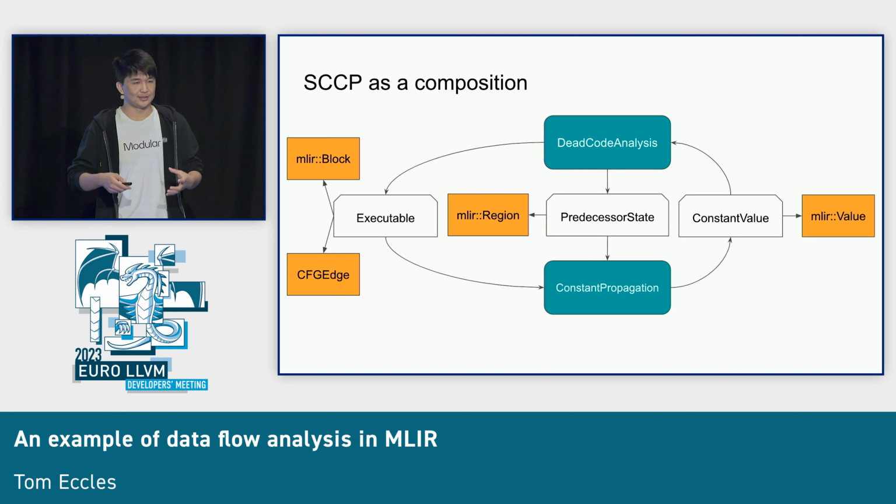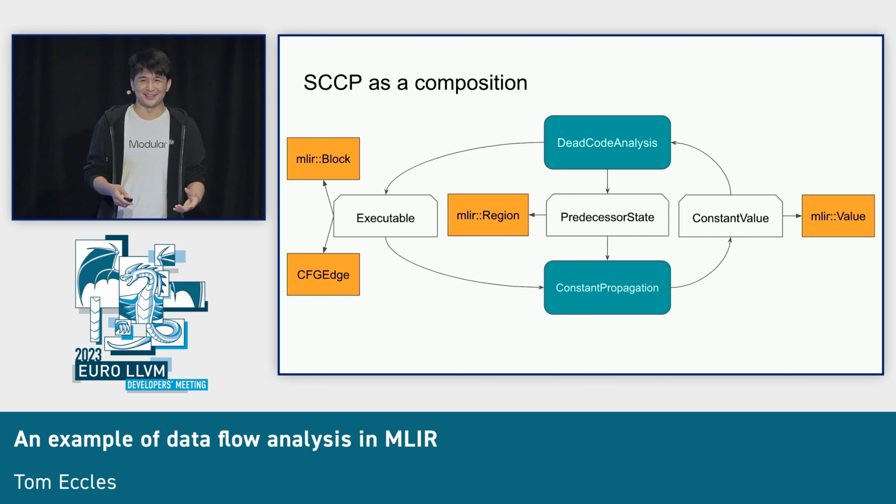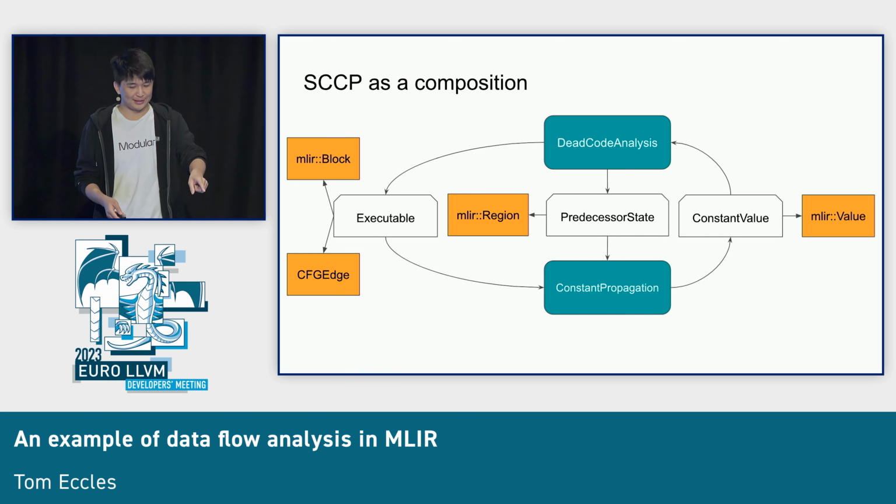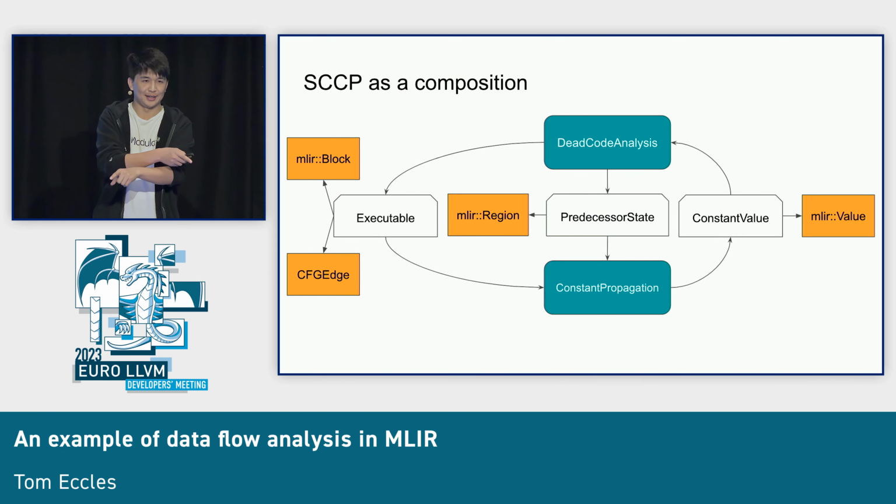We have SCCP, which is an optimistic, pessimistic... it's a composition of two data flow analyses. And so dead code analysis will determine which blocks are live, which then tells constant propagation which blocks to not have to worry about, and so you can get much more refined results of the analysis.